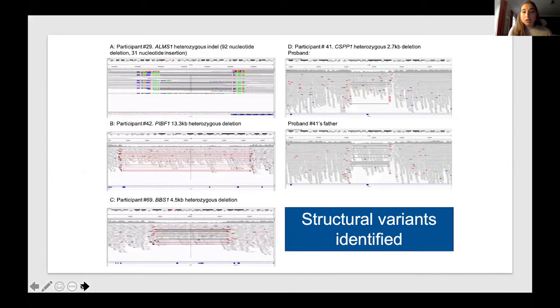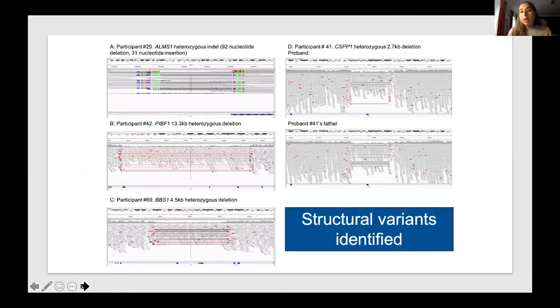So here's some of the structural variants we found. So the first one is that miscalled indel, which was called as a tier 3 missense. You can see it's actually a more complex indel taking out the beginning of an ALMS1 exon. And then we found 3 heterozygous deletions, 2 of which were multi-exon, and 1 was taking out a single exon of CSPP1. That's the case on the right-hand side.